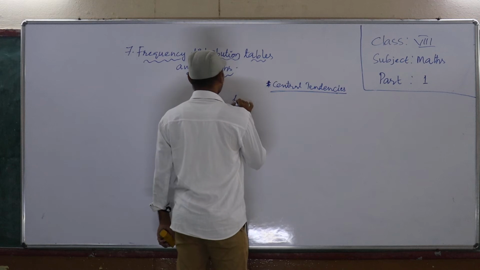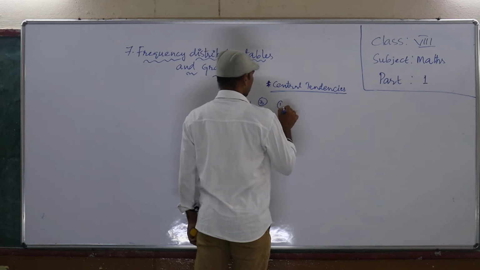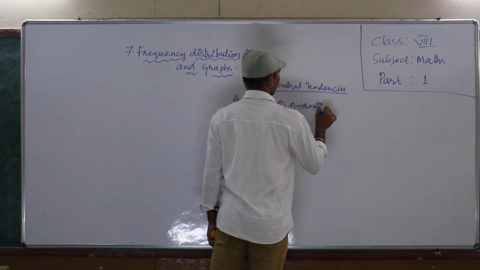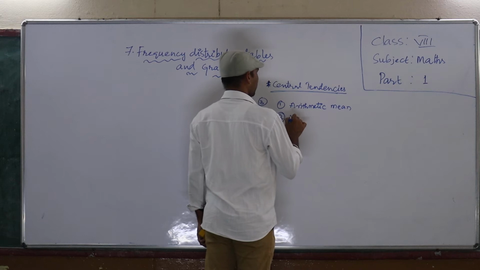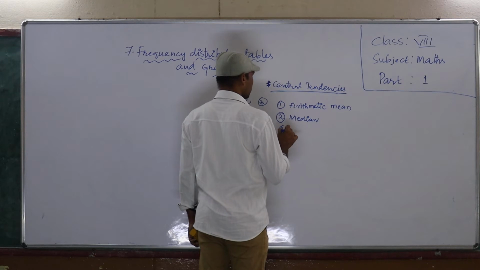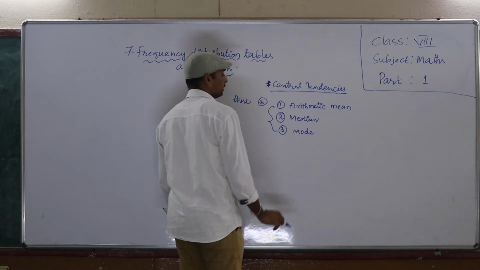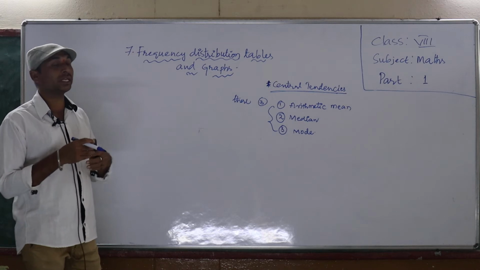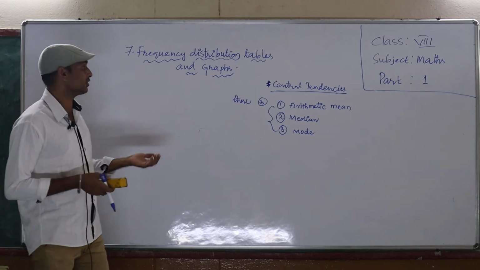Here there are 3 types. The first one is arithmetic mean, the second one is median, and the third one is mode. This we already studied in the 7th class, along with how to represent bar graphs and histograms. This is just an extension of that.